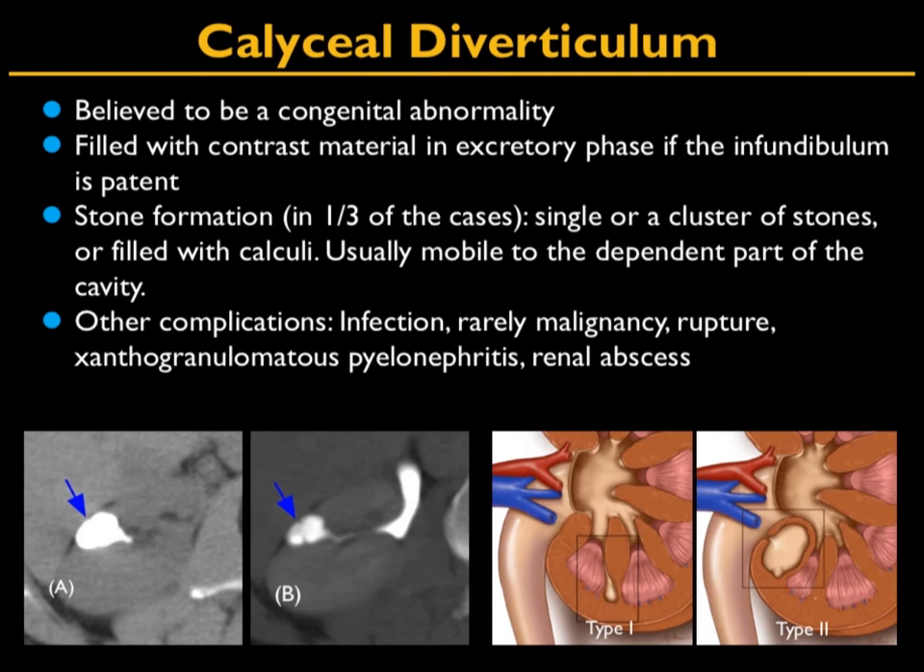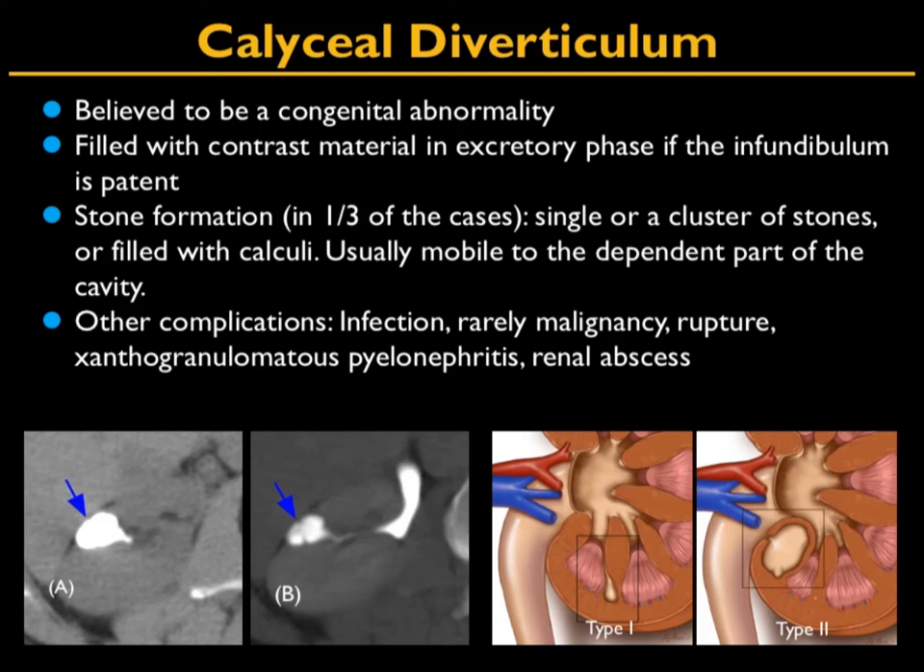I'll mention one last thing that can be a challenge. Calyceal diverticula are typically congenital abnormalities, and sometimes they're very easy to see. They're well opacified with contrast. They can have stone disease. They can lead to infection. Occasionally we've seen malignancies in larger calyceal diverticula. The big challenge is not to confuse a calyceal diverticulum with an abscess or a blunted calyx due to papillary necrosis or other infection or other tumor.